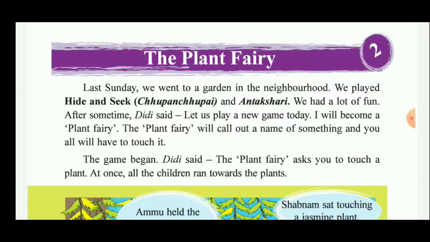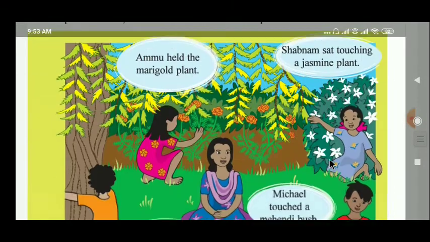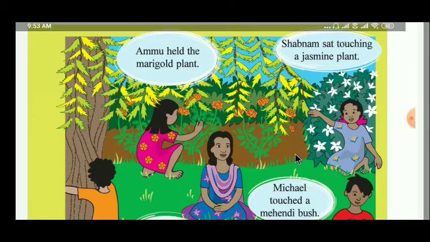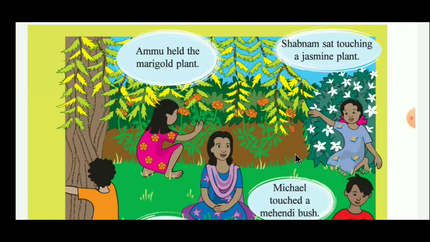Now, what is there in the plant fairy? So, the game is that one person will become the plant fairy, and whatever the plant fairy says, the rest of the children have to touch it, right? So, in this picture, you can see the plant fairy is the Didi, and what does the Didi have to do? The Didi has to say the name of something, and the rest of the children have to touch it. The first thing said by the plant fairy, that is Didi, is plant. The rest of the people run and touch the plants.